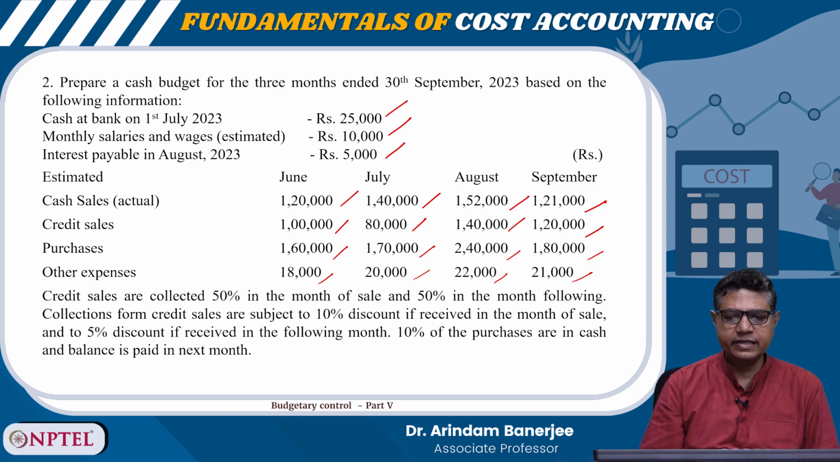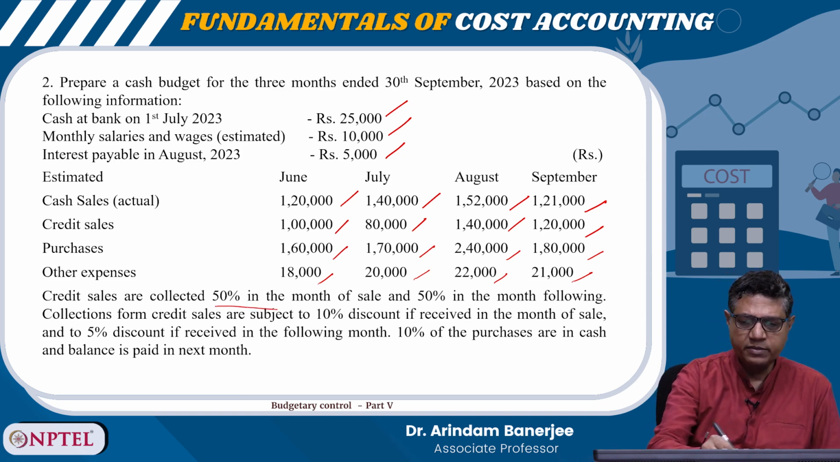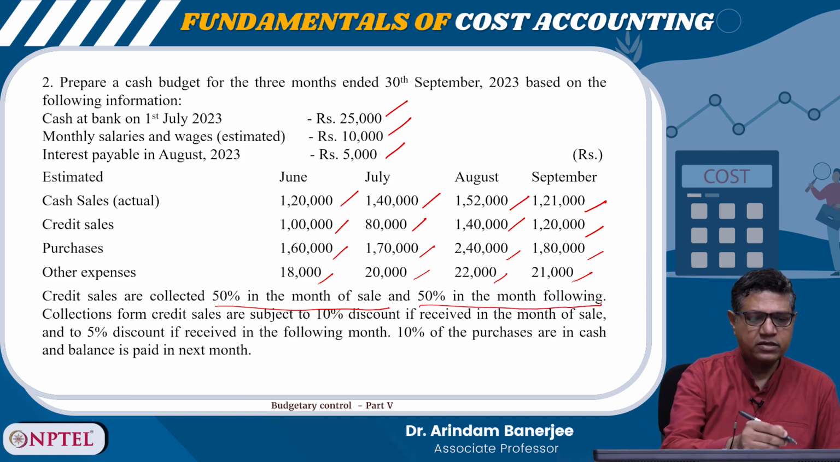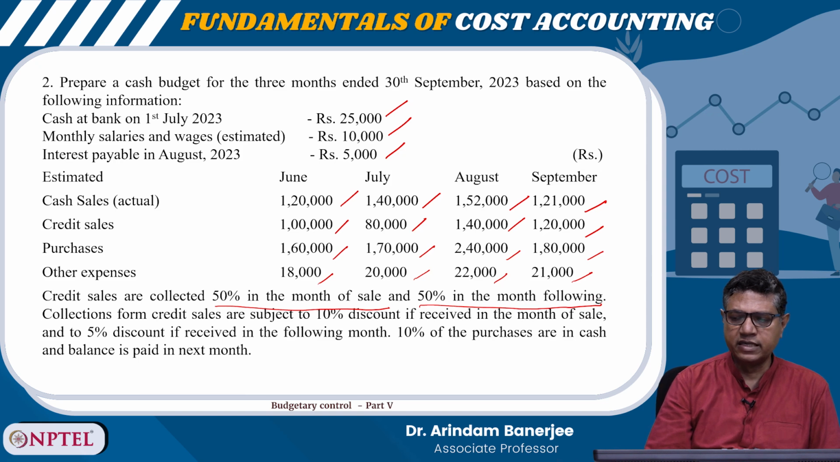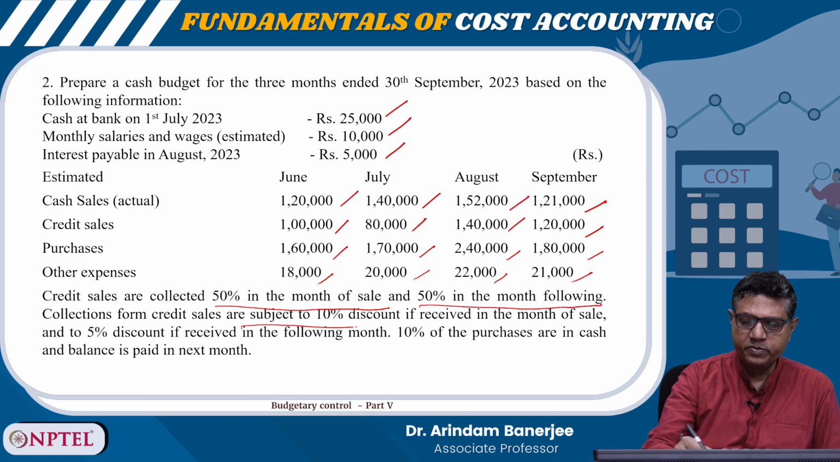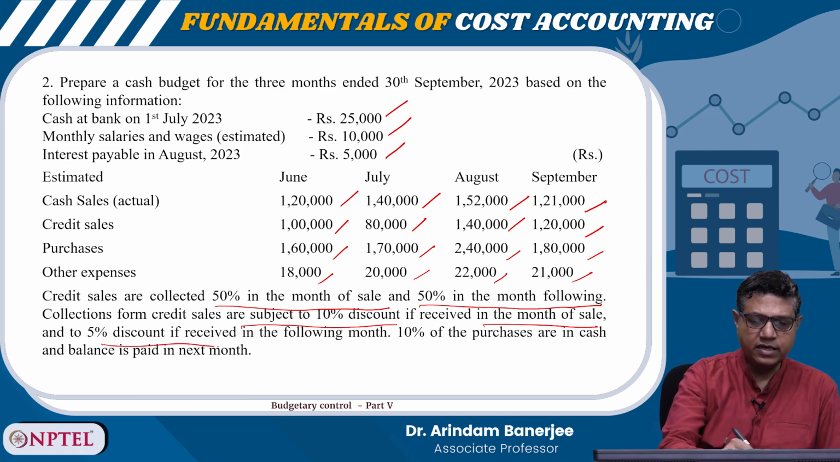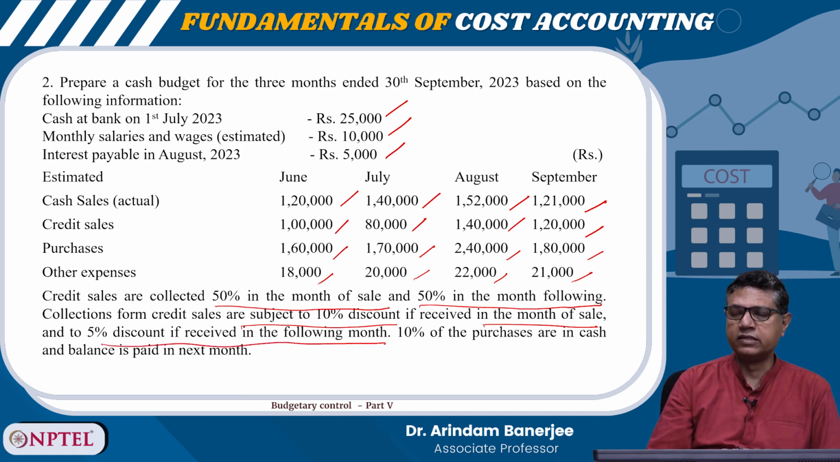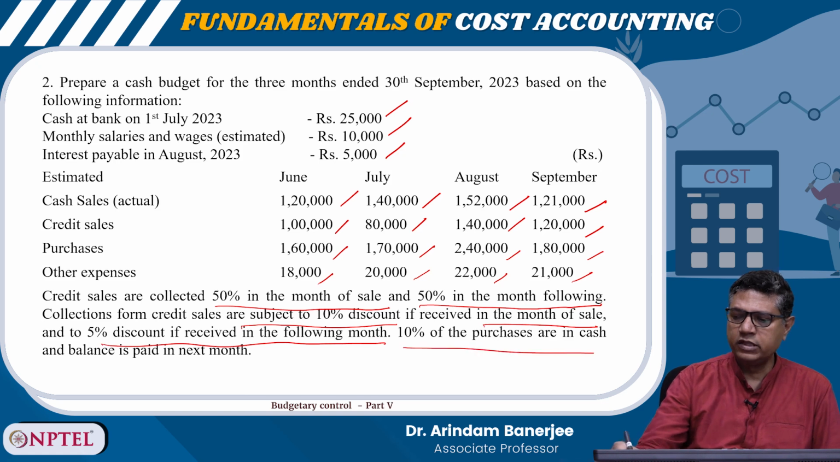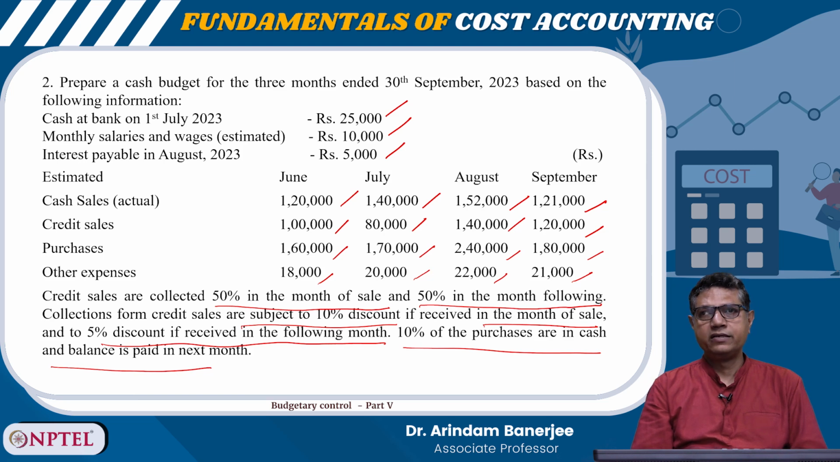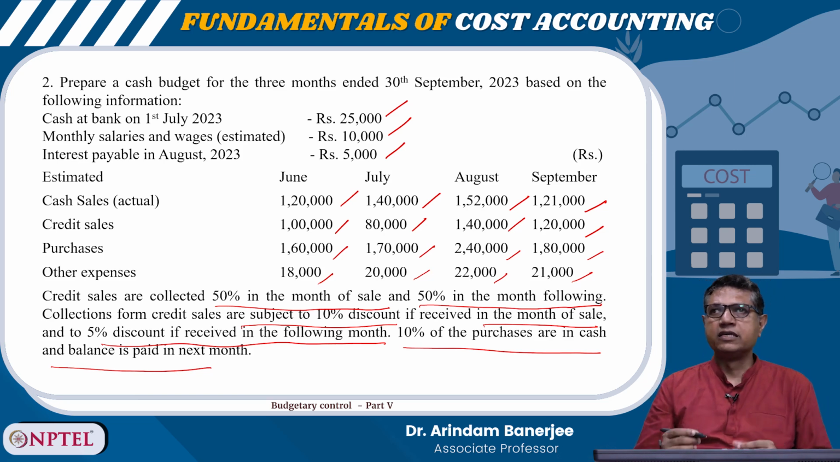Credit sales are collected 50% in the month of sale and 50% in the following month. Now, collections from credit sales are subject to 10% discount if received in the month of sale and 5% discount if received in the following month. 10% of all the purchases are in cash and balance is paid in the next month. So, these are the conditions, right.